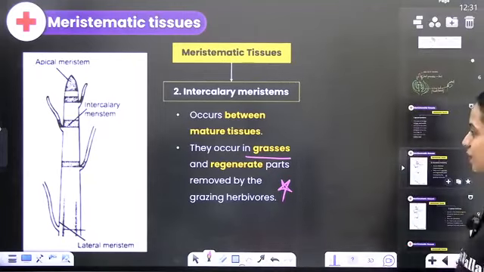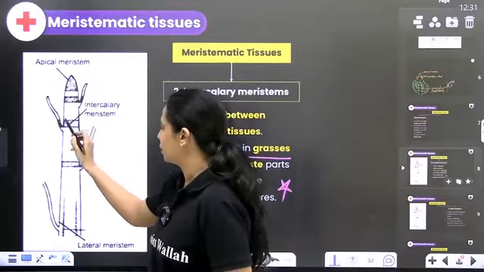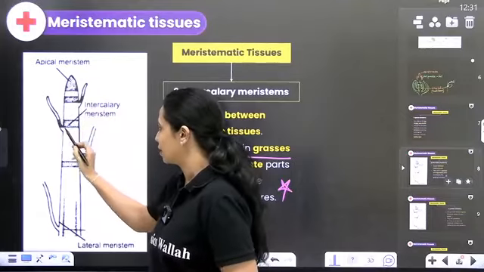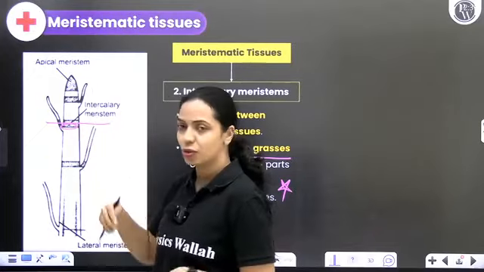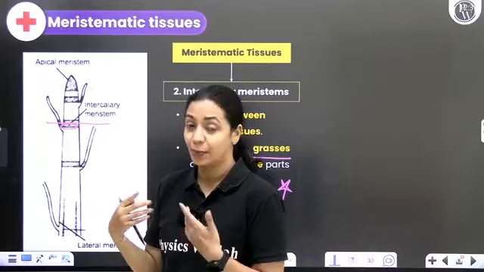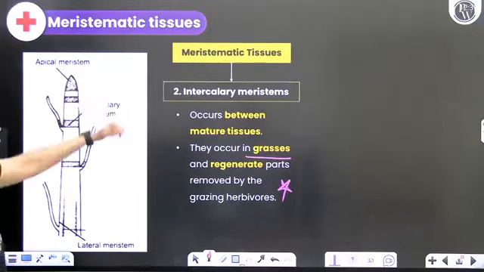Okay, so that is what the function of intercalary meristem is. Any meristem helps in growth, but if it's present in between the mature tissue, if the cow that is feeding on this grass eats this part, then over here you have meristematic tissue that will continue to help the plant grow. Okay, so that is what intercalary meristems do.